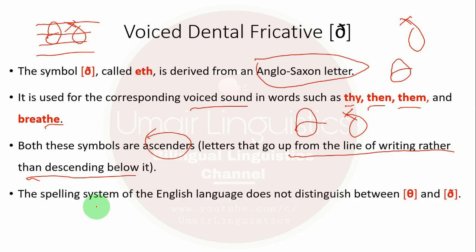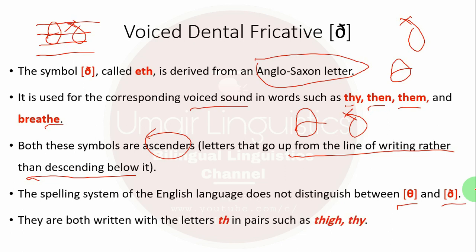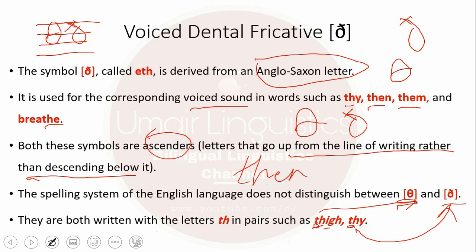The spelling system of the English language does not distinguish between theta and eth. So we have the same spelling for both of these sounds, but for some words the sound is this one, and for some words the sound is that one. They are both written as th. For example, we have thigh and thy, with different sounds. Similarly we have them, then, and the last sound of breathe. But breathe as a verb has an e, and when we say it as a noun, the e is not there and we call it breath.